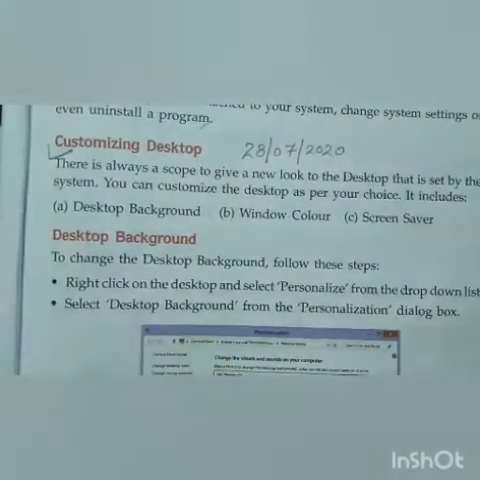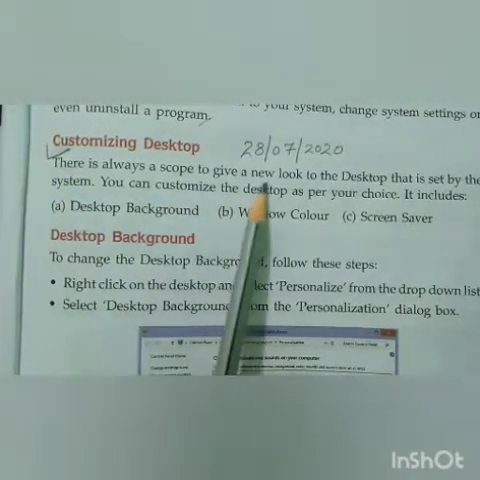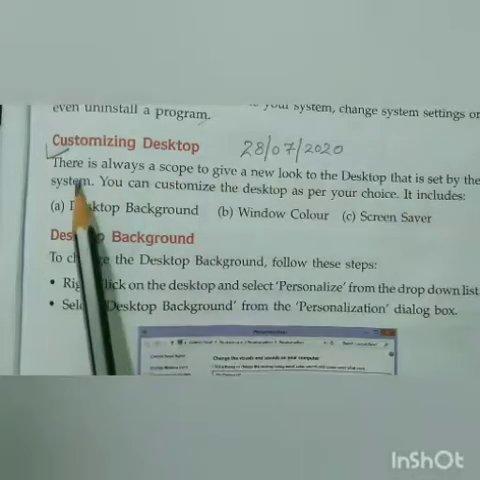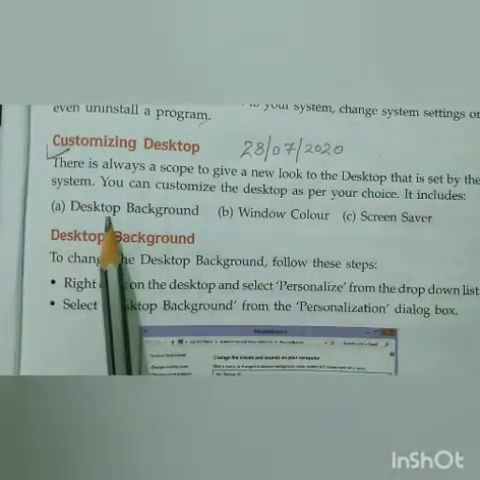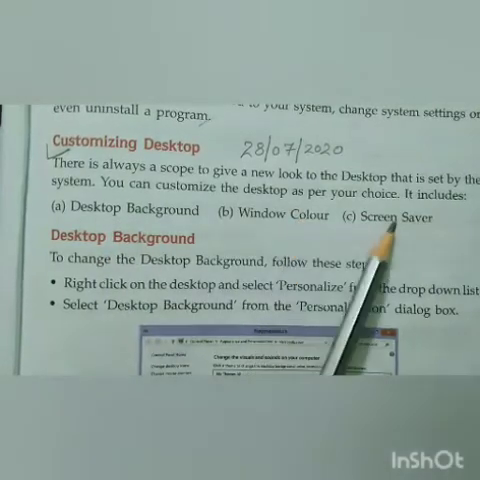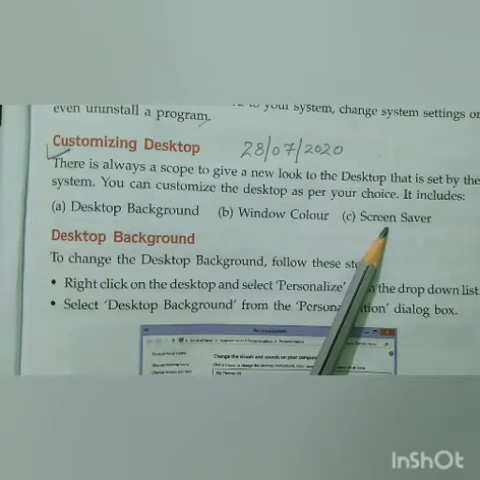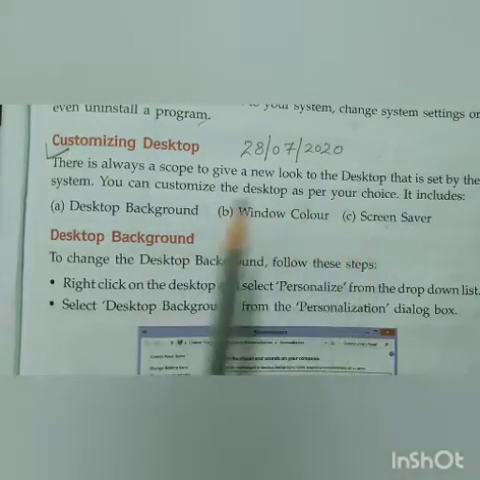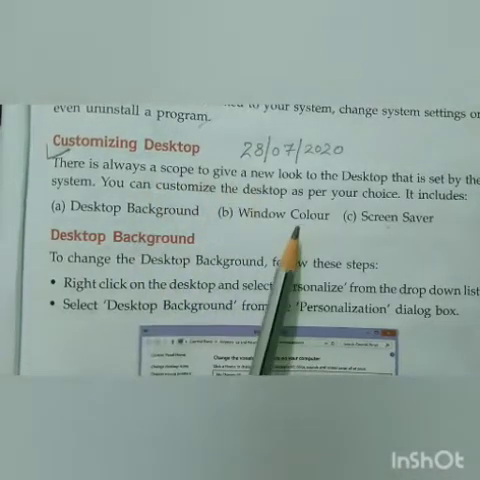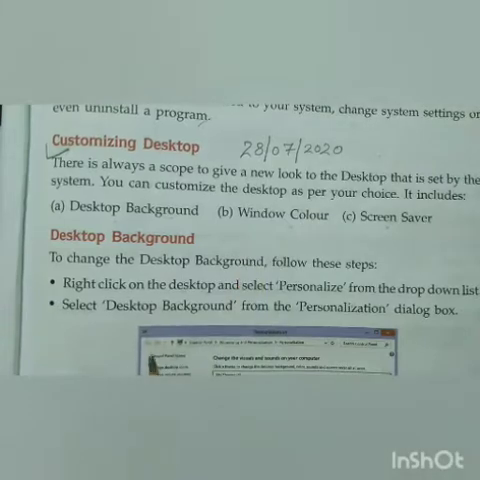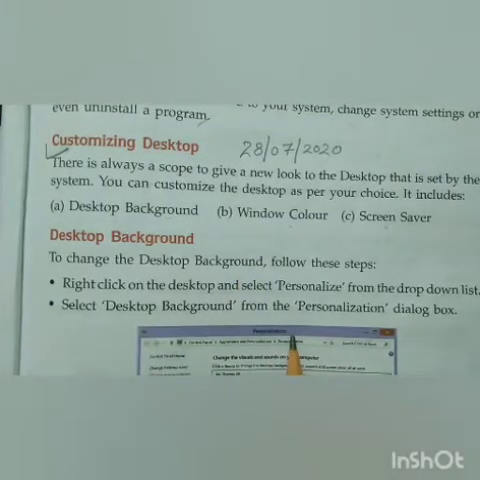Now children, open page number 27. There is always a scope to give a new look to the desktop that is set by the system. You can customize the system as per your choice. It includes desktop background, window color and screensaver. Now children, you can customize or make changes on the desktop in 3 ways. Like you can change the desktop background, that is the wallpaper. You can also change the window color. Window color means the color of the window border. You can change this color also.